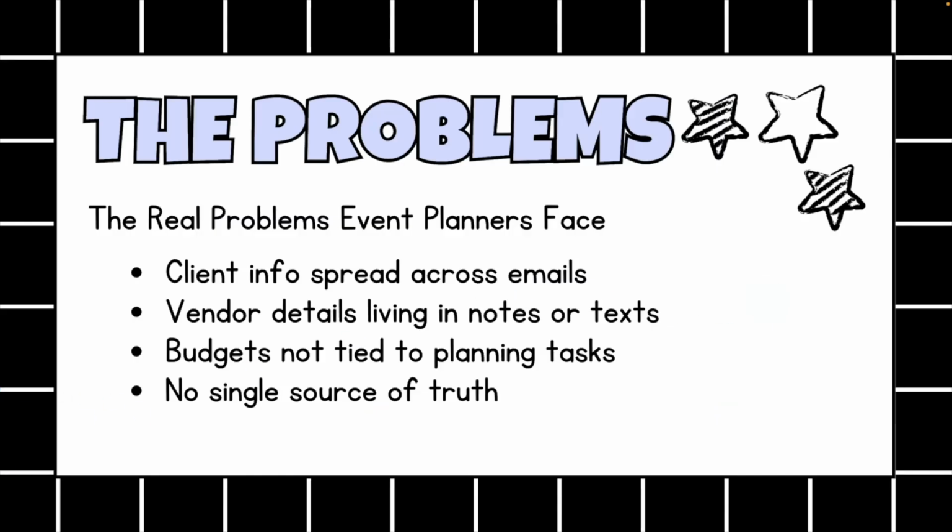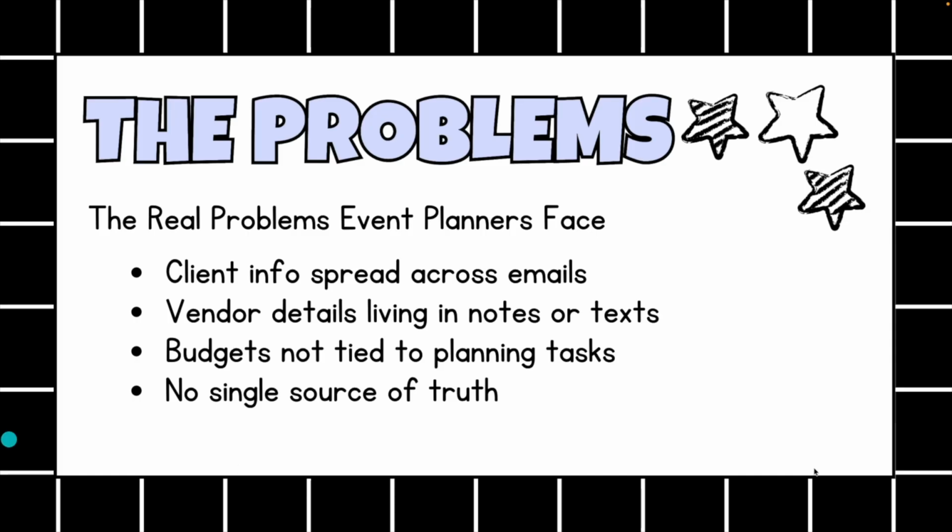So the problems, right? Why are we doing this? Put simply, because most planners are struggling with information scatter, right? Client info is in emails, vendor details are in texts, and budgets are in a random notebook, right? So we are here to create a single source of truth so you can stop hunting for information and ultimately start planning, right?